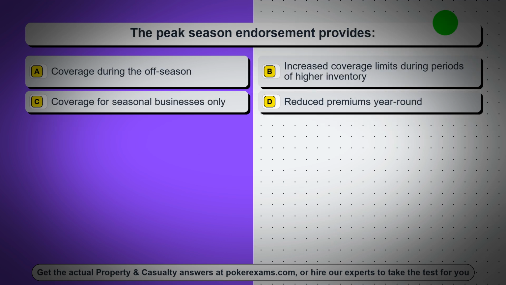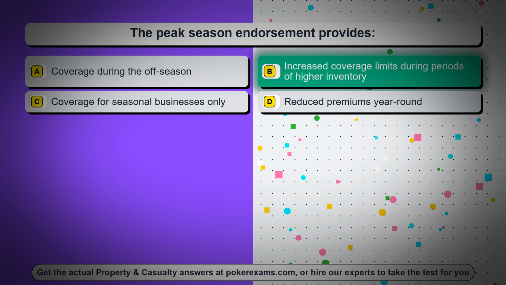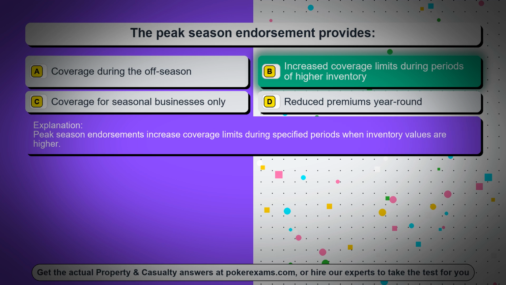Question 67. The peak season endorsement provides: option A, coverage during the off-season; option B, increased coverage limits during periods of higher inventory; option C, coverage for seasonal businesses only; option D, reduced premiums year-round. The correct answer is option B, increased coverage limits during periods of higher inventory. Peak season endorsements increase coverage limits during specified periods when inventory values are higher.